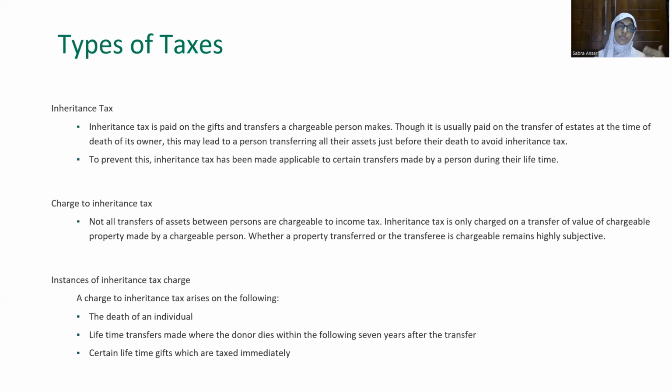Lifetime transfers made where the donor dies within the following 7 years after the transfer are also charged inheritance tax. So as I told you before, when a person understands that they are going to die, they sometimes try to transfer their assets quickly in order to avoid the inheritance tax. So what is done is a period of 7 years is looked at.